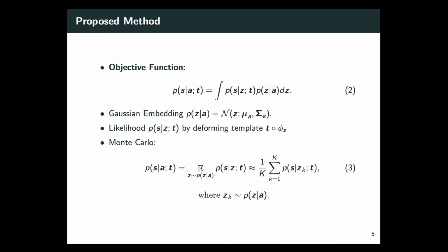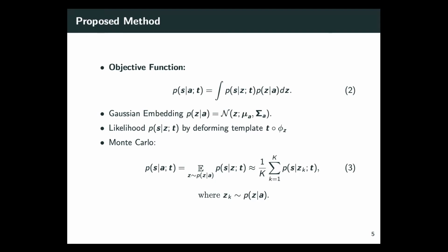This idea can be captured by the following objective function. In this setup, Z is the latent variable that parameterizes the attribute-specific deformation of the template. For the sake of simplicity and implementation, we use a multivariate Gaussian with diagonal covariance as the distribution of the latent space. For the likelihood term, we assume that it is generated by warping the template with the deformation field that is created from the latent variable. The objective function is in general intractable.